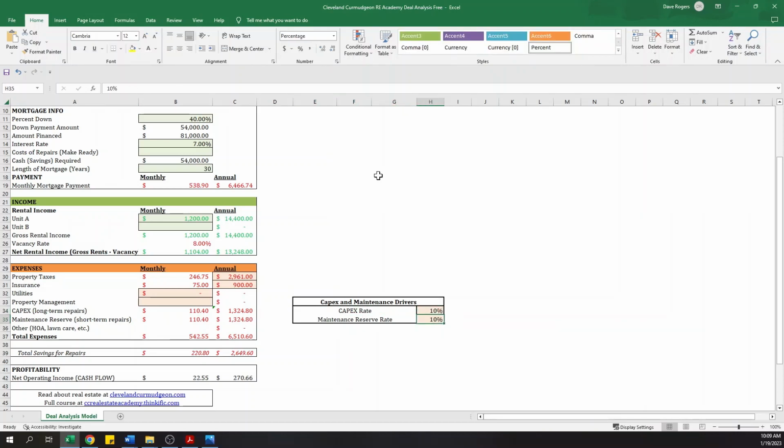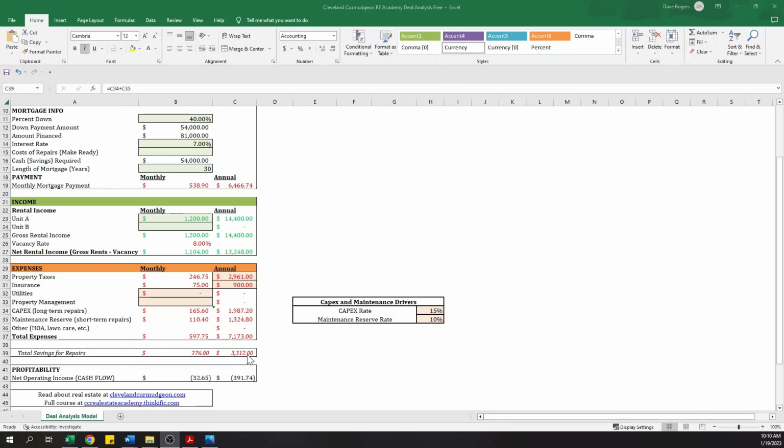We also use, I use 10% maintenance reserve when I'm underwriting this stuff. It's the same thing. I'm going to take 10%, multiply it by my net rental income. So that's going to give me 110.4 per month. And I actually usually do a little higher for CAPEX. So I try to be like 25% of my rental income just when I'm starting out in underwriting. And this total savings for repair here is the combination of the two. So when I add my CAPEX, 165 plus my maintenance, 110, that's going to be 276, or about 3,300 per year.